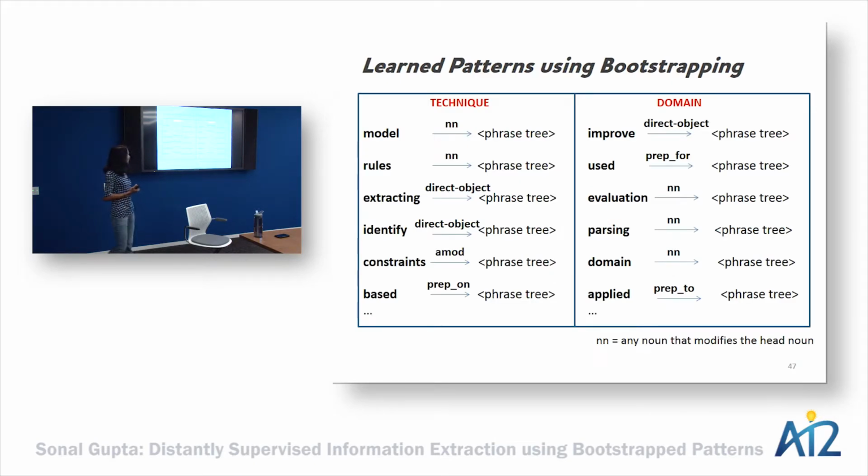These are some of the learned patterns using bootstrapping. So for technique, for example, we learn that extracting direct object is a good pattern for extracting techniques. Or model and then some noun that modifies this word model is a good technique they're using. Or for domain, it improves something. It is used for something.